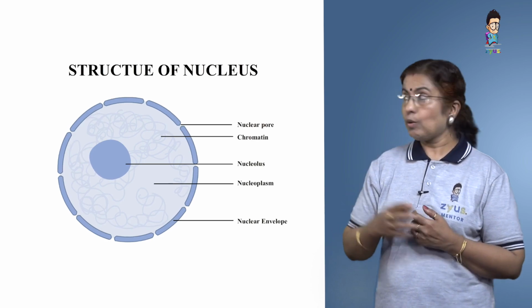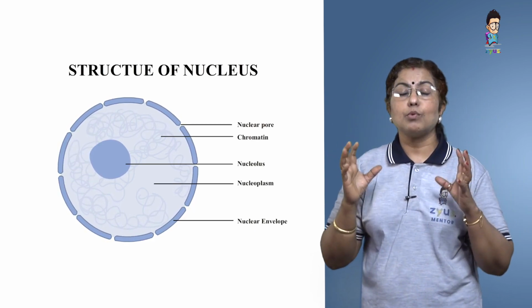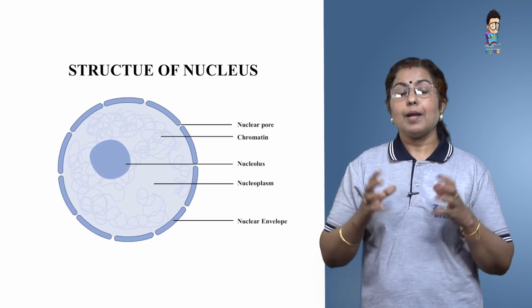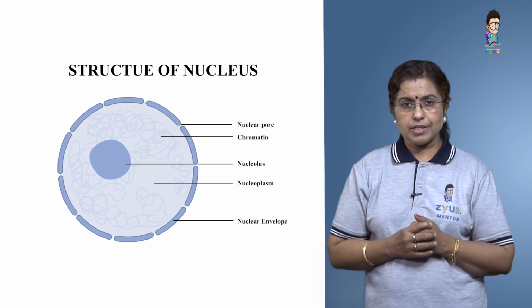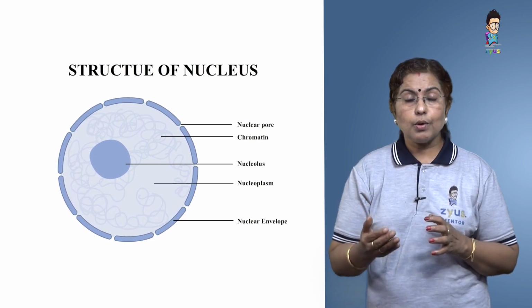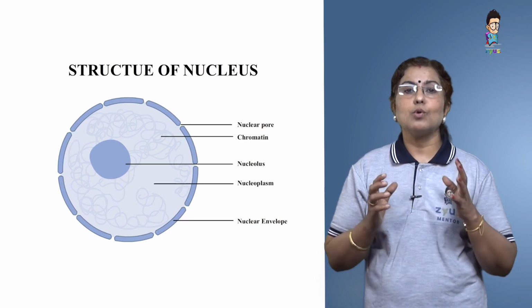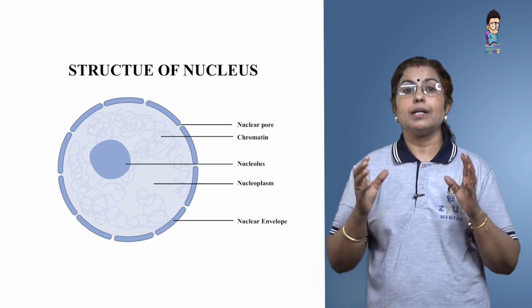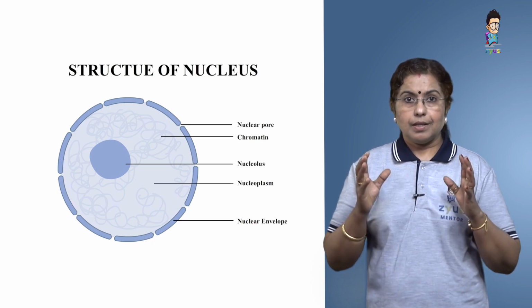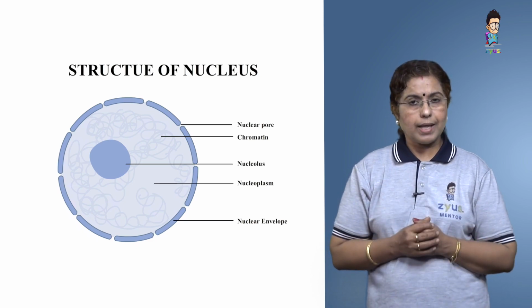Now move on to the next part, that is the nucleus. So look at the diagram here. It is the diagram of the nucleus. The nucleus is the most important and powerful part of the cell. The nucleus is known as the control room of the cell, and it is also known as the brain of the cell, as well as the boss of the cell. So from that you can understand how important the nucleus is. The nucleus is very, very important for the cell to perform all the activities.